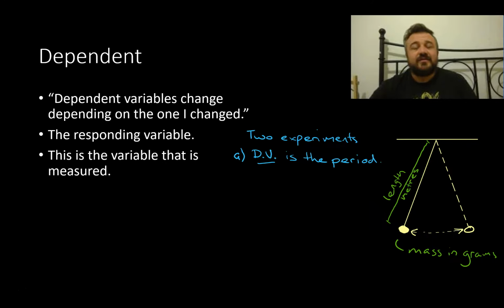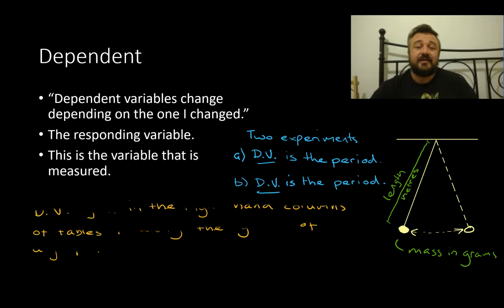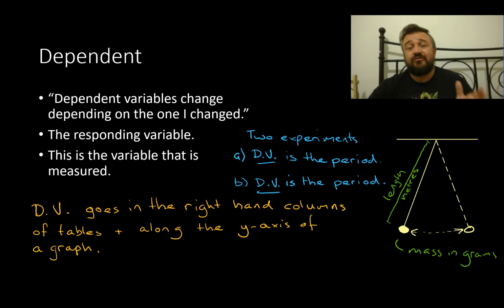So, there are two experiments, right? In experiment A, the dependent variable is the period, but in experiment B, the dependent variable is also the period. So the dependent variable goes on the right-hand side of the column. So independent, then dependent, when we put them in tables. And when we graph it, we graph our independent variable along the x-axis, and our y-axis is for the dependent variable.